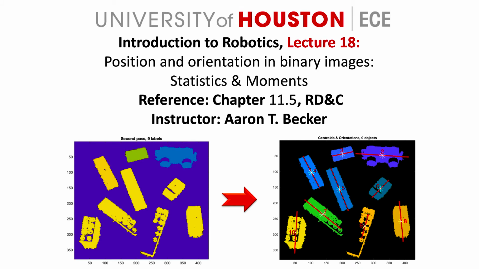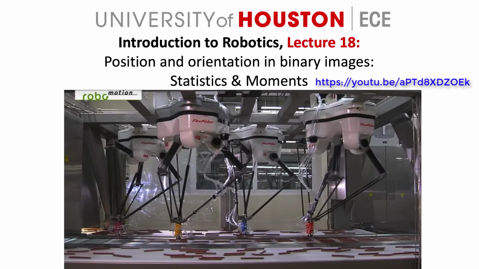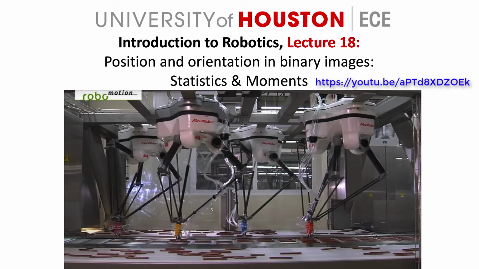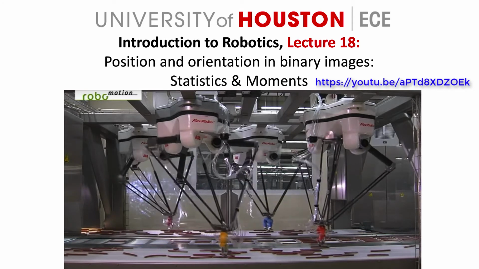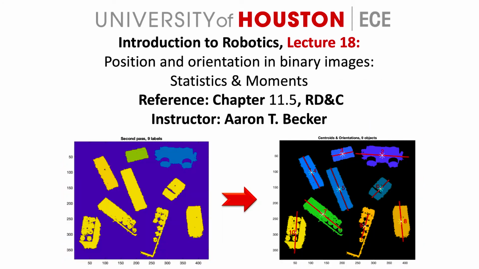Welcome to Lecture 18. Our goal is to get our robot to be able to interact with objects in the real world, in this case objects laid out on a table, and we want it to be able to reach out and pick up certain objects and interact with them. Where we ended last time is we had this image that had been labeled, and so we have a number of connected components. What we want to do is figure out where those components are located and what is the easiest way to pick them up.